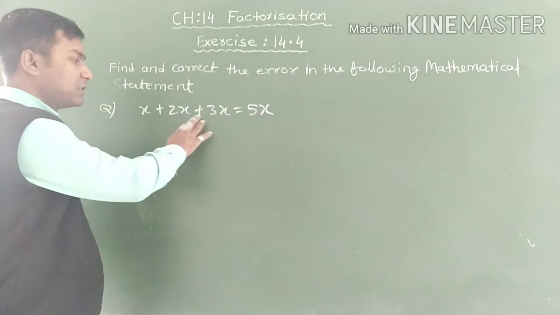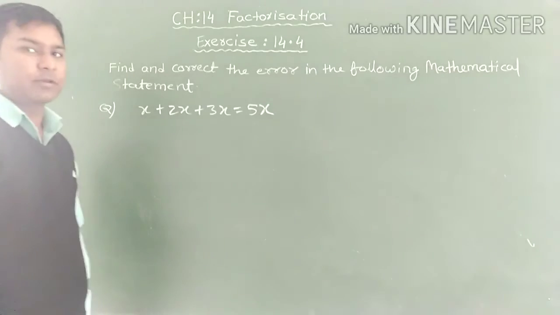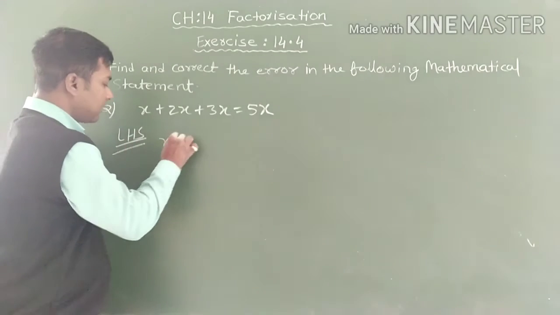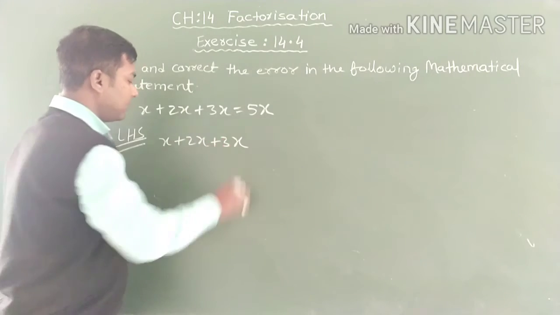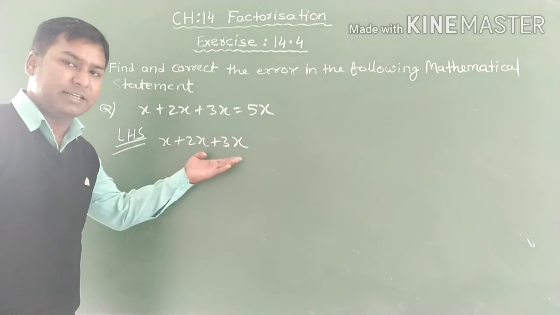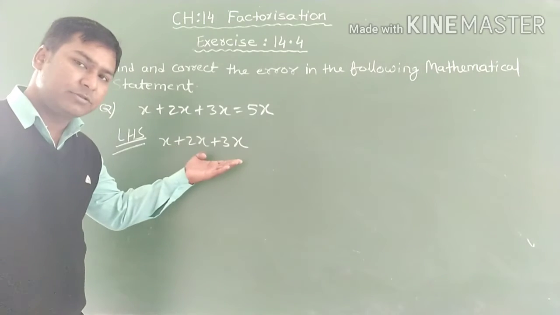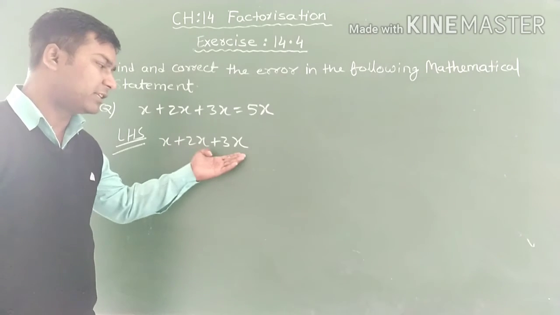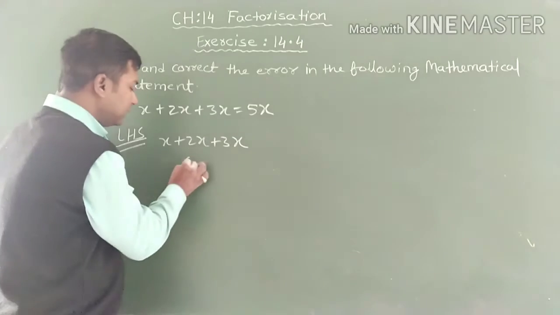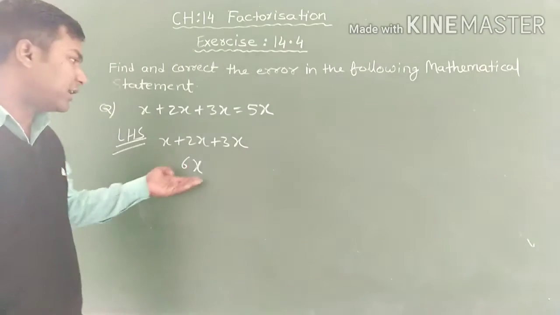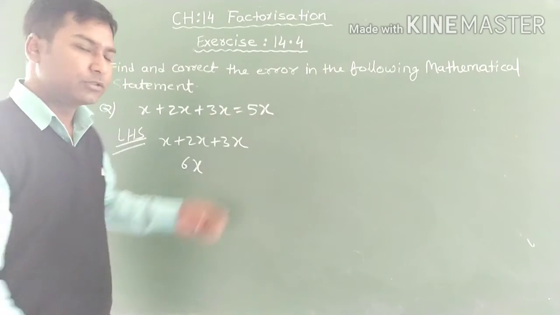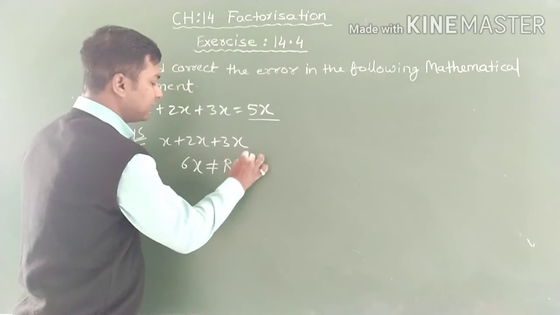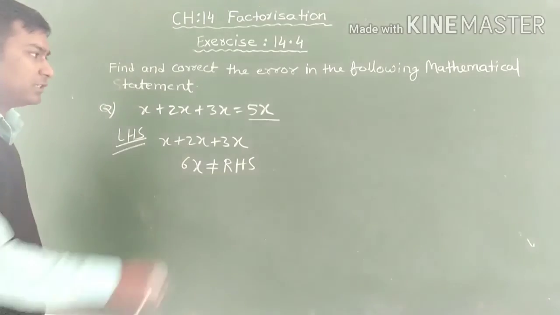x plus 2x plus 3x equals to 5x. Now just take LHS part. Okay, so this is x, 2x and 3x. Variables are the same, so they can be added. So x plus 2x, that is 3x, and 3x plus 3x, that is 6x. So it will be 6x. Okay, and what is RHS given here? 5x. Okay, so this is the error, and this will not equal RHS part. So it is an incorrect expression.